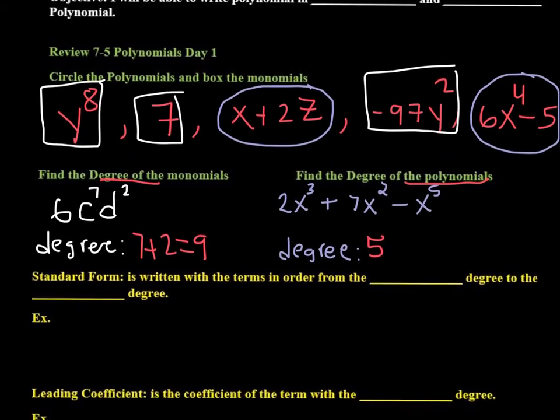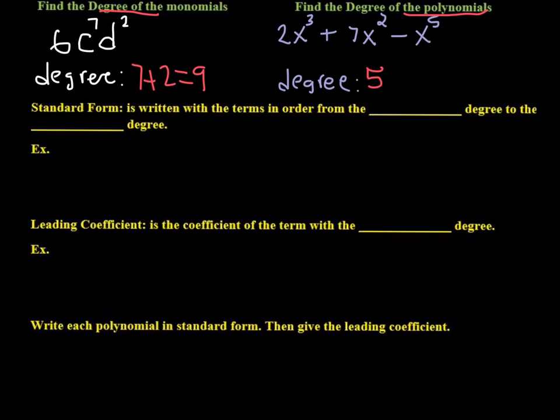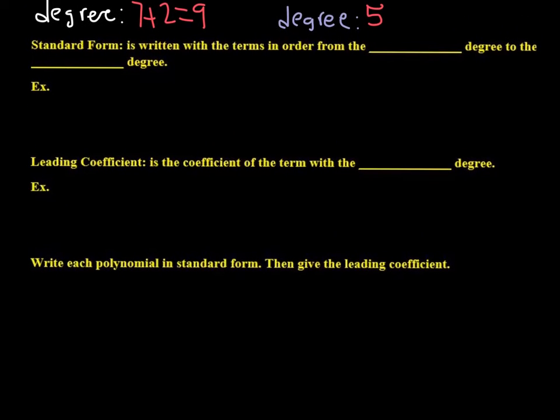Let's continue to today's lesson. Let's learn how to write a polynomial in standard form. What does that mean? Standard form simply means it's written with the terms in order from the greatest degree to the least degree. Let me write that down: greatest degree to the least degree.